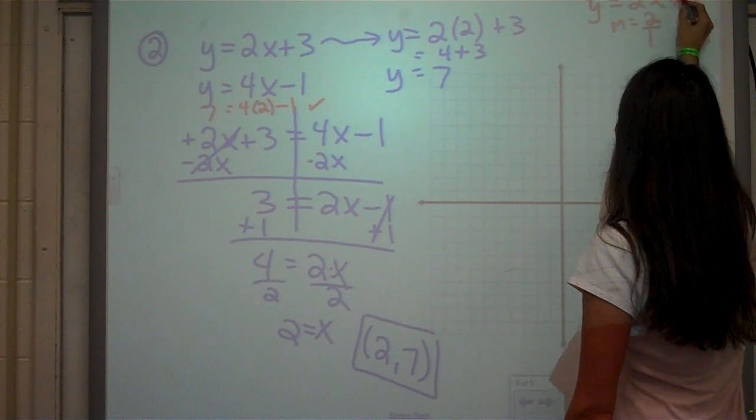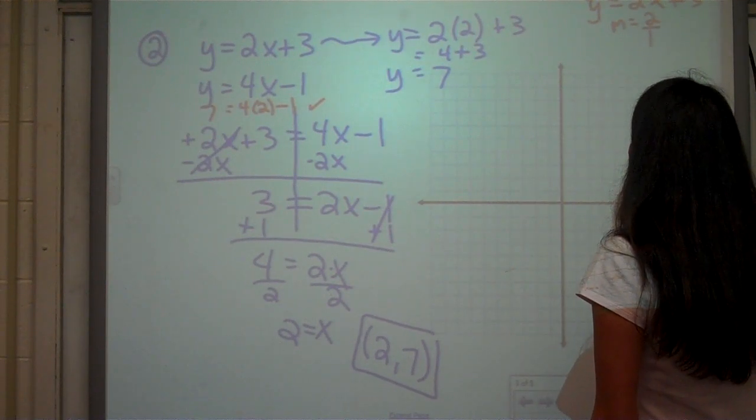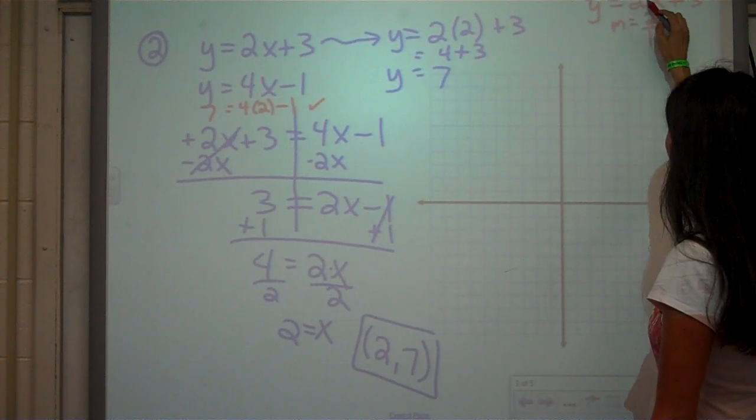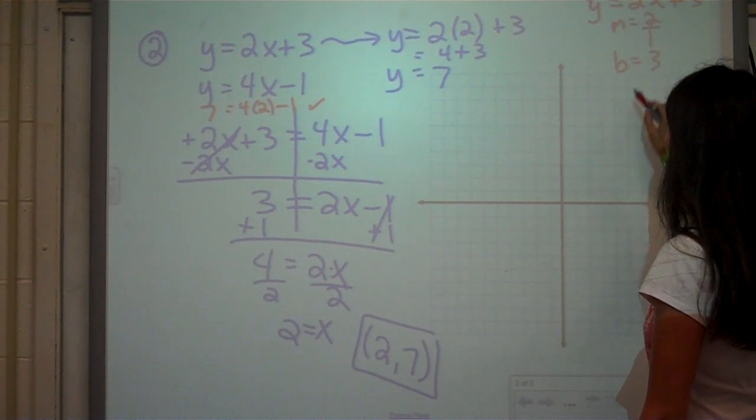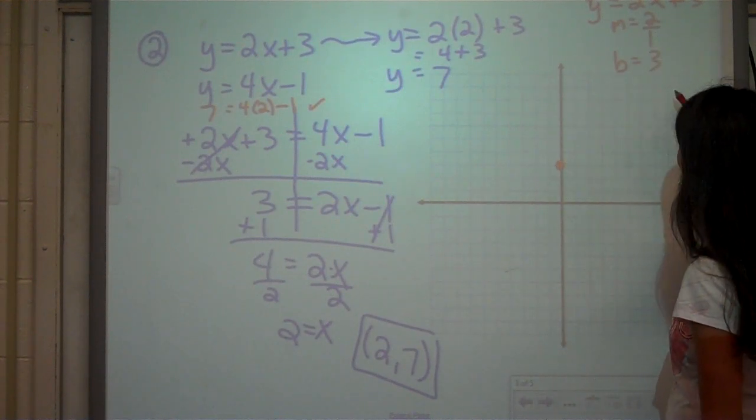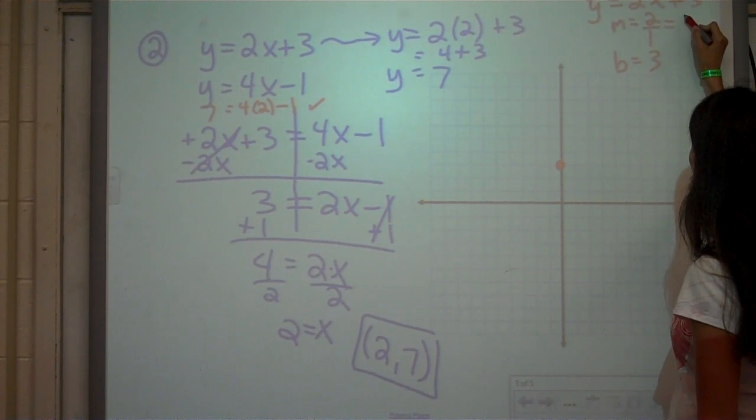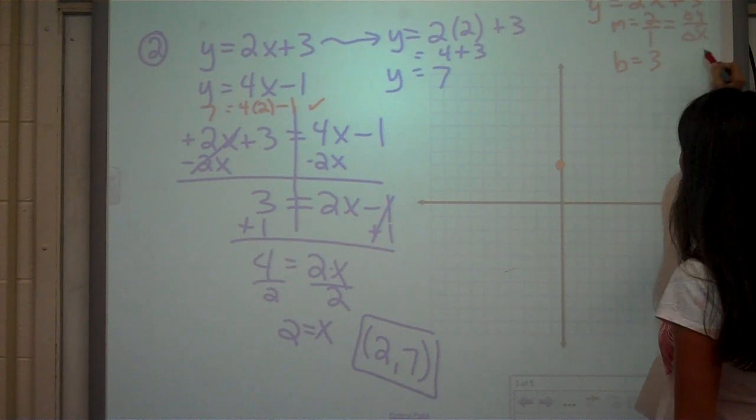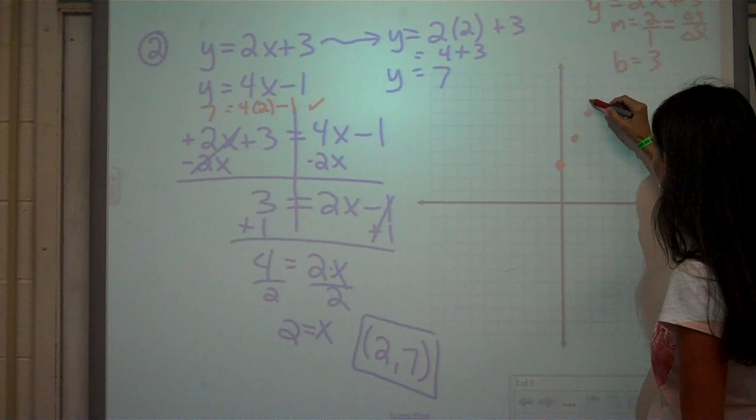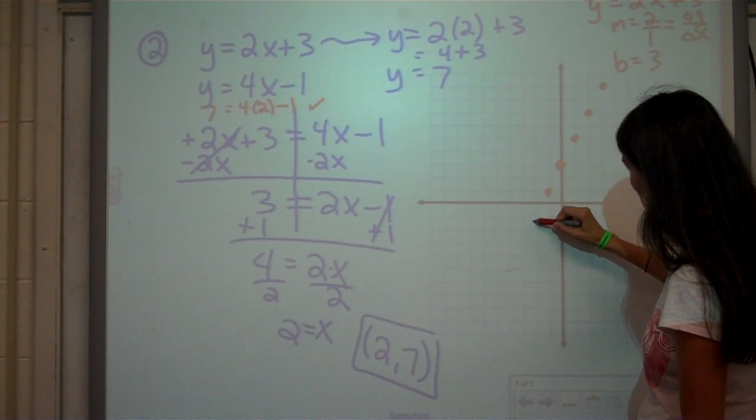Remember, it's in the form y equals mx plus b. M is 2 over 1, and b is 3. So you begin with b, or the y-intercept, and go up to 3. This is the change in y over the change in x. So you're going to go up 2, right 1. Up 2, right 1. Up 2, right 1. I would definitely use a ruler for this.